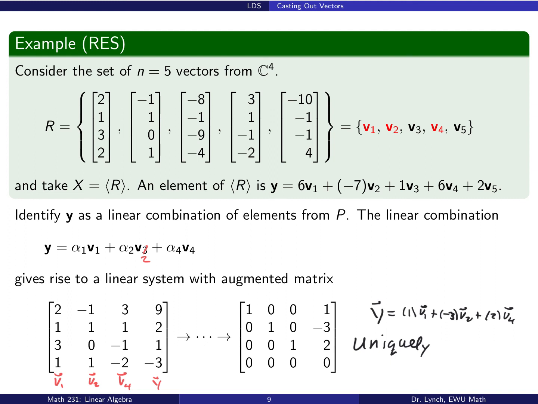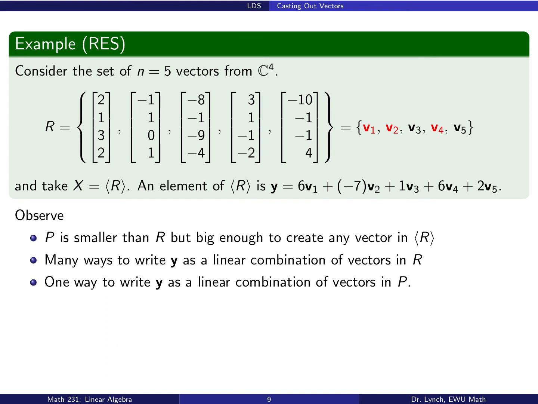Okay, so this is a pretty cool deal. Let me sort of summarize. What we've done here is come up with a set P that's smaller than R, right? P contains fewer vectors than R, but it's big enough to create any vector that's in the span of R. Now, as it turns out, there are many ways to write Y as a linear combination of vectors in R. We saw 2 of them, but there's only one way to write Y as a linear combination of vectors in P. Okay, and it's this idea of casting out the extra vectors and retaining a linearly independent set that gives us this unique linear combination.